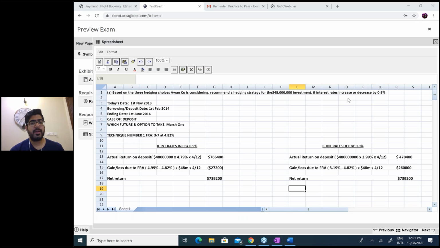If in were 3.19 and 4.82, how did we arrive at that? Now 4.82 is the FRA rate. That's not our arrival rate. It's given in the question. That rate will be blocked at 4.82. If interest rates decrease by 0.9, what are the current rates? Current rates are the interbank rates, 4.09. If the interest rates fall by 0.9, so 4.09 is the current rate. If they fall by 0.9, became 3.19. And if current rates are 4.09, it rises by 0.9, becomes 4.99.